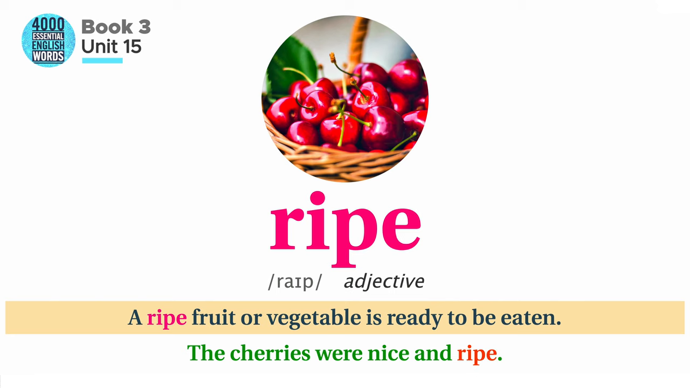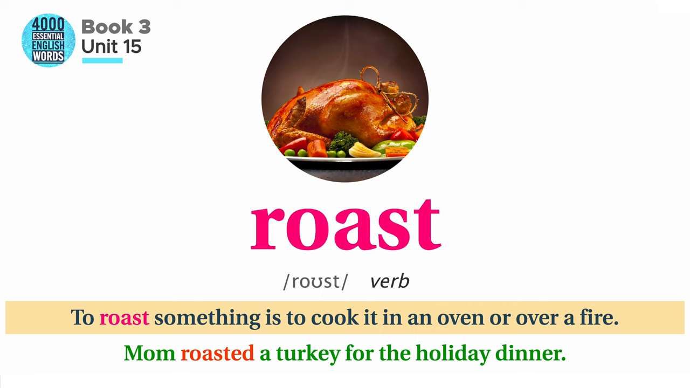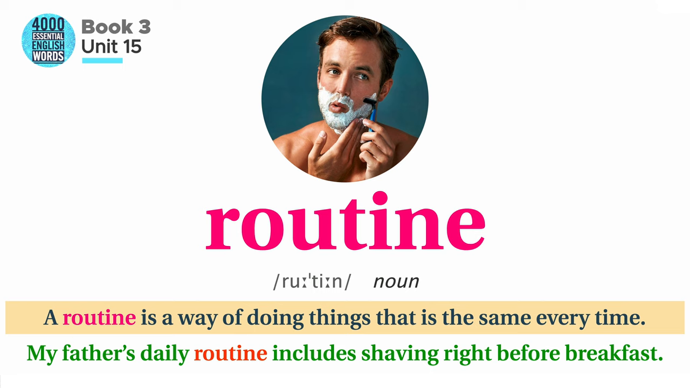Roast. To roast something is to cook it in an oven or over a fire. Mom roasted a turkey for the holiday dinner. Routine. A routine is a way of doing things that is the same every time. My father's daily routine includes shaving right before breakfast.